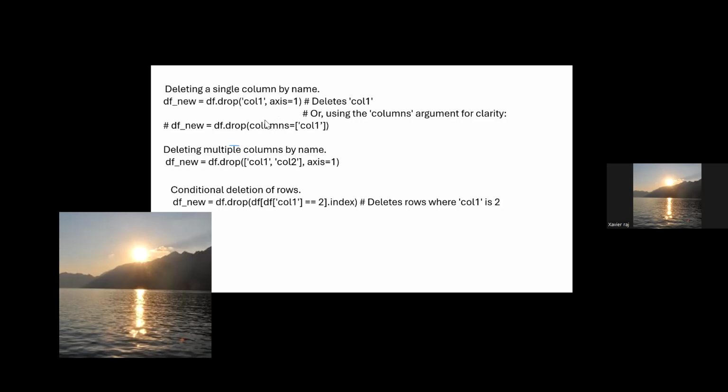Or what you have to do, columns is equal to, then in square brackets the column you want to delete. Df.drop(columns=[column name]). Suppose how we deleted multiple rows previously, like that you want to delete multiple columns. Df.drop([column names], axis=1). You can even delete conditionally. This is what I showed previously, using the drop method.